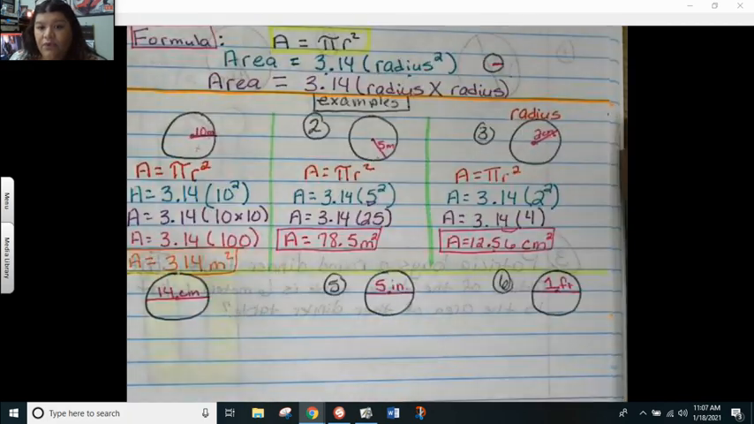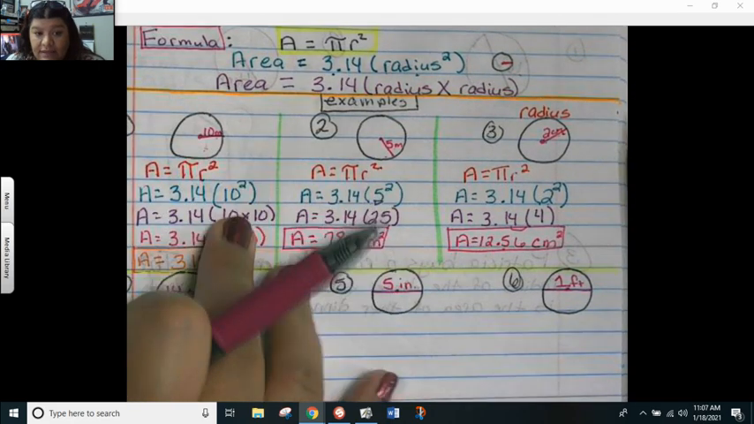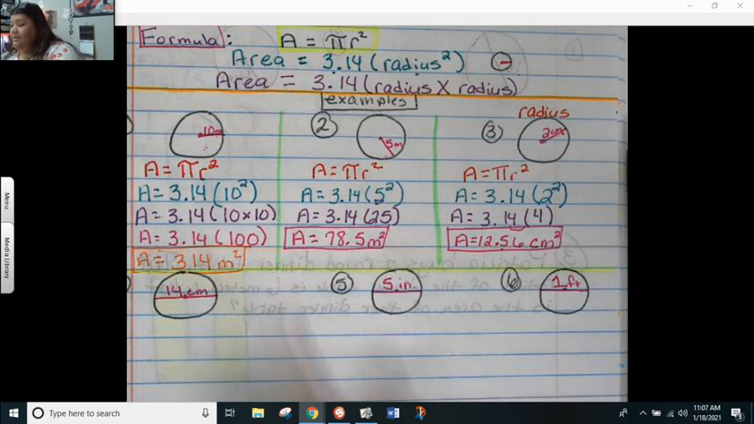Okay. It's ready for you. You just plug in the numbers. Don't forget to do radius times radius, and then go ahead and multiply that times pi. Now let's get into the diameters. Okay. Same formula we have to use. We only get one formula.